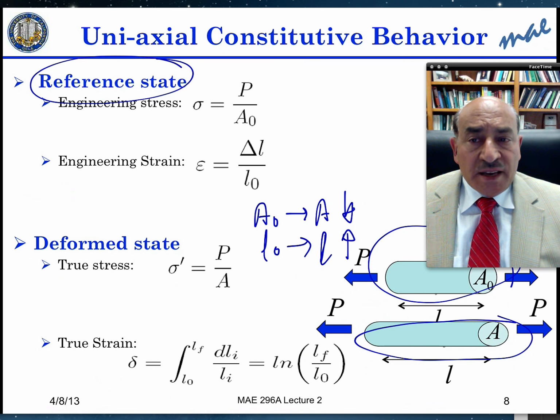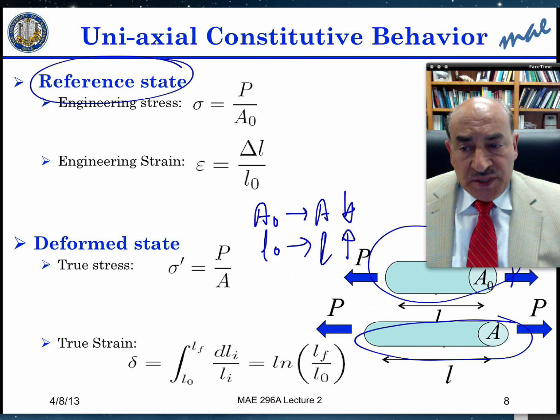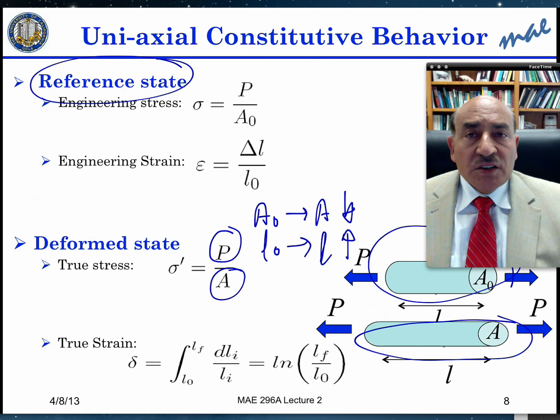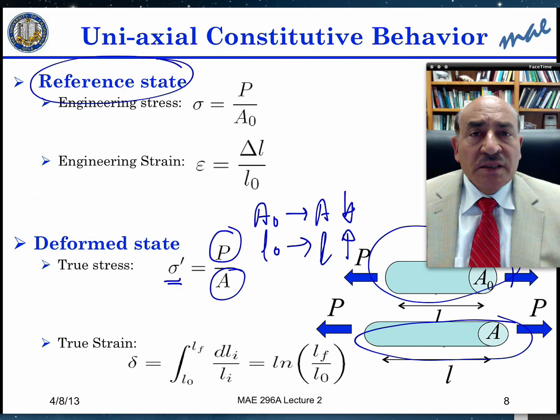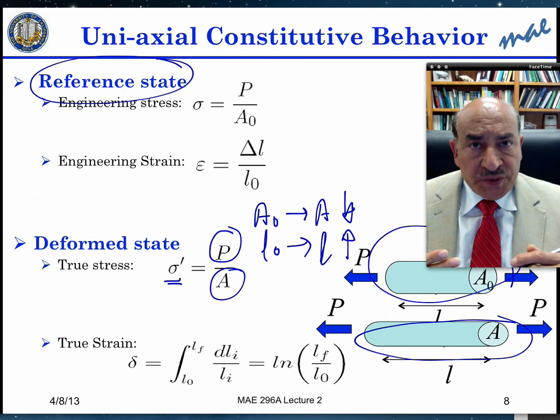So having said that, the true stress will be equal to the applied force divided by the current area, and not the reference area. So the current area A, and we're going to call sigma now sigma prime, just to differentiate it from sigma. It's a symbolic differentiation, not a differential, but we want to contrast it to sigma. So if we use sigma, it is engineering. If we use sigma prime, we mean in the deformed configuration.